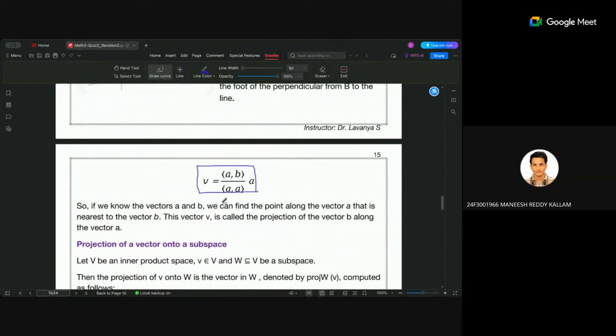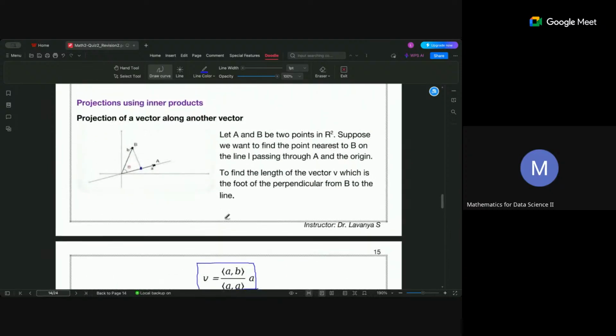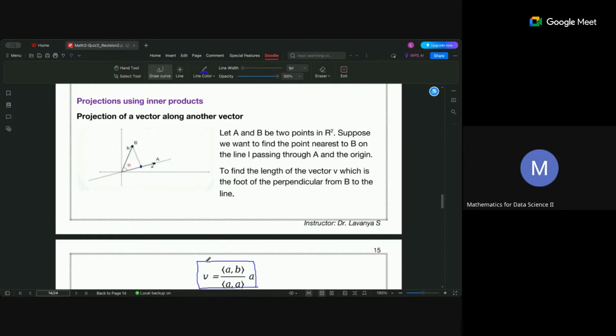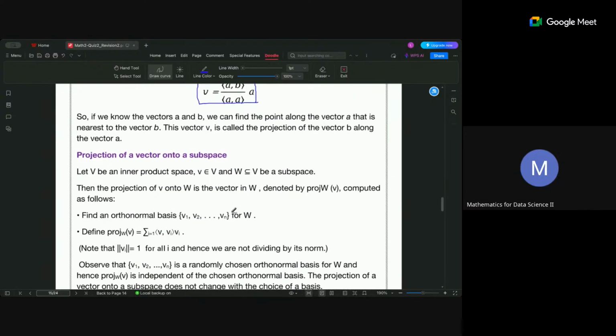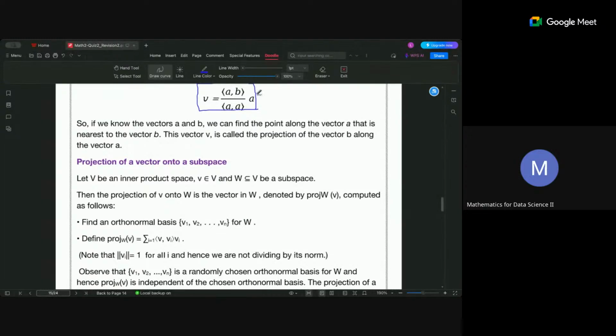So here the projection is the inner product of a and b, divided by the inner product of a with a, times a. This is the formula for the projection of a vector along another vector. Don't forget this formula. Whatever I'm putting in a box are important formulas. Just like the projection of a vector onto another vector, we have the projection of a vector onto another space. For that, this is the formula, where v1, v2, ..., vn are an orthonormal basis of that space.